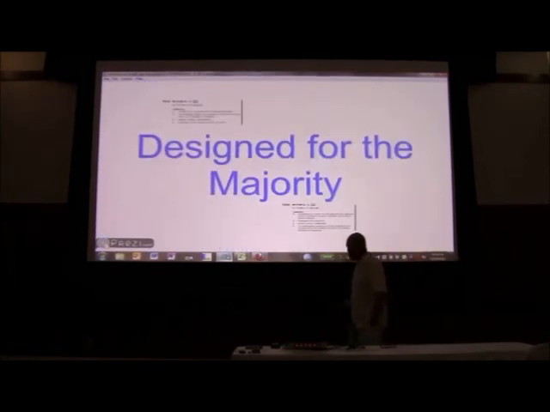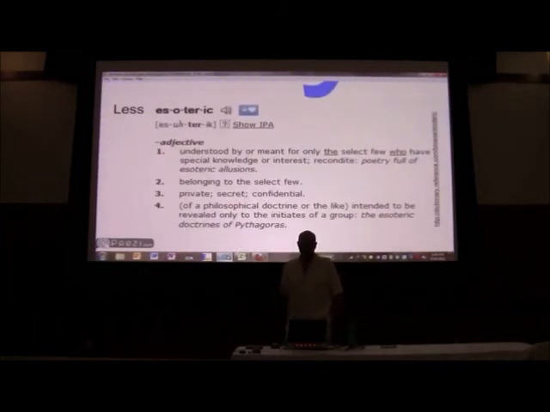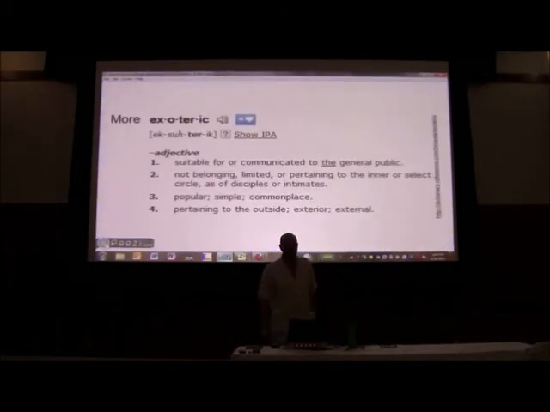And lastly, that it should be designed for the majority. This curriculum should be less esoteric, understood or meant for only the select few, like poetry full of esoteric allusions, or intended to be relevant only to the initiates of a group, like the esoteric doctrines of Pythagoras. And less exoteric, suitable for or communicated to the general public.